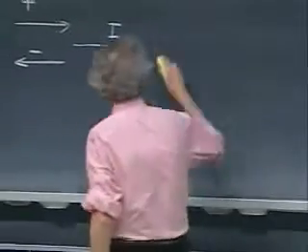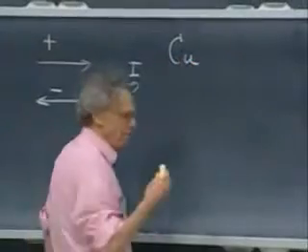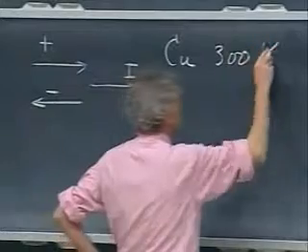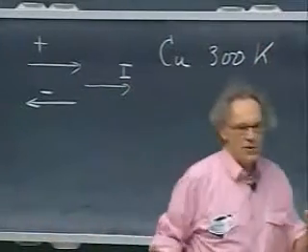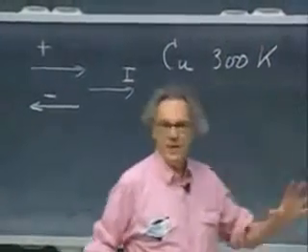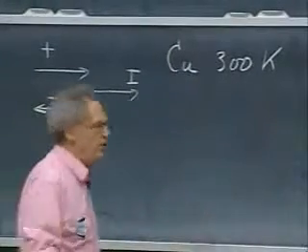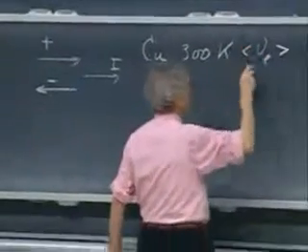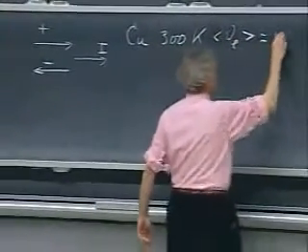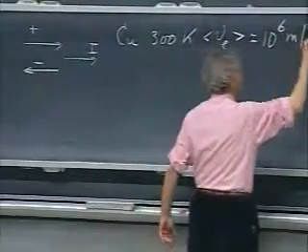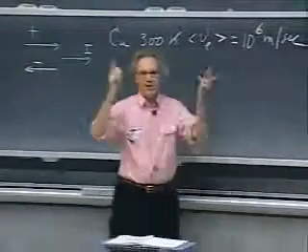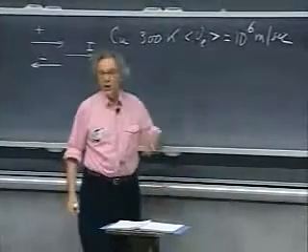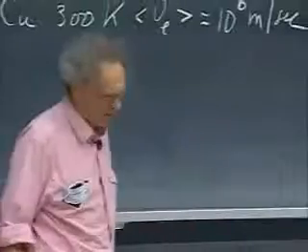If I start off with a conductor, for instance copper, at room temperature, 300 degrees Kelvin, the free electrons in copper have an average speed of about 1,000,000 meters per second. So this is the average speed of those free electrons, in all directions. It's a chaotic motion. It's a thermal motion. It's due to the temperature.